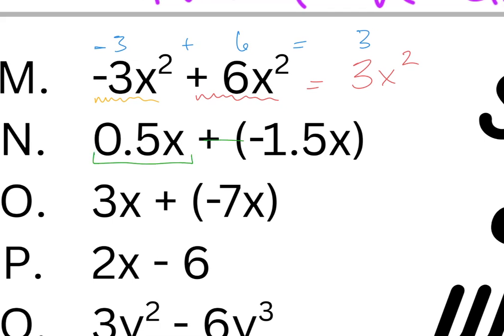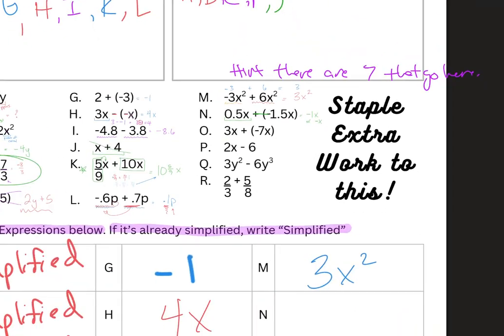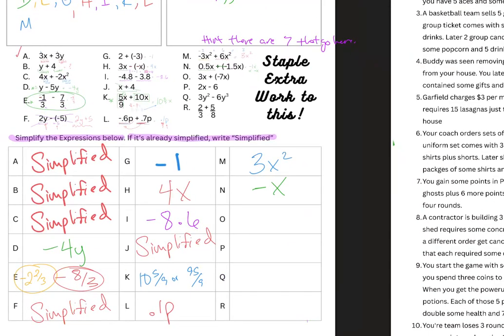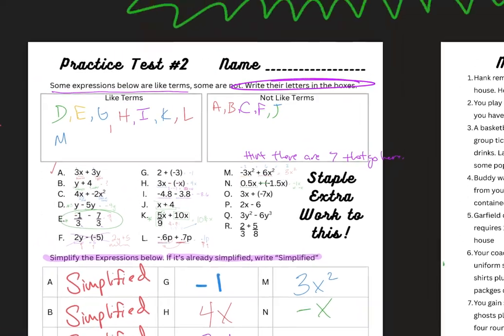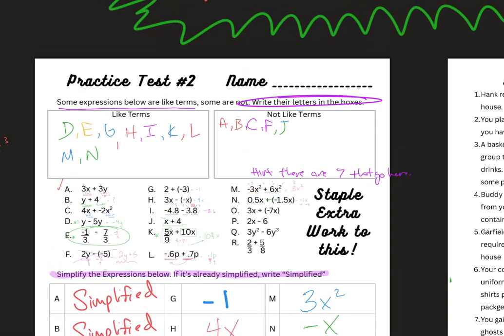0.5x minus 1.5x. That's negative 1x, or just negative x. Those are definitely like terms. And we'll put them in the box.